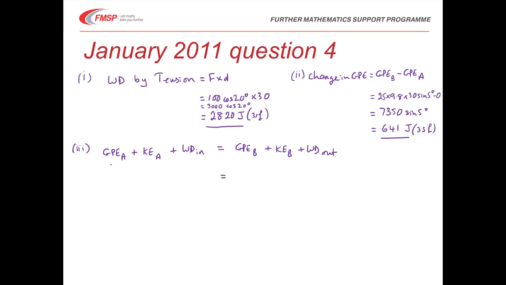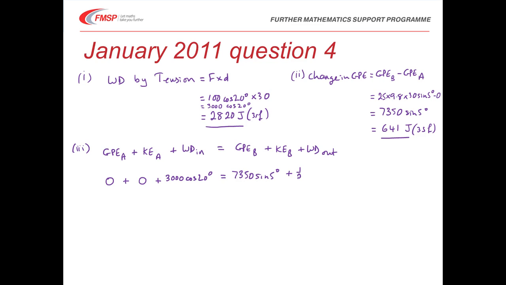However, the original gravitational potential energy we took as being the 0 level, and the block started before being lugged up the plane by the cable. It started at rest, but we did do some work done. So that was the work done by the tension. It's above there, and we had 2,820. Now I just want to remind myself it's actually 3,000 cos 20 degrees. And then gravitational potential energy afterwards, well, that's over here to the right, 7,350 sine 5 degrees, plus the kinetic energy when it's in its new position.